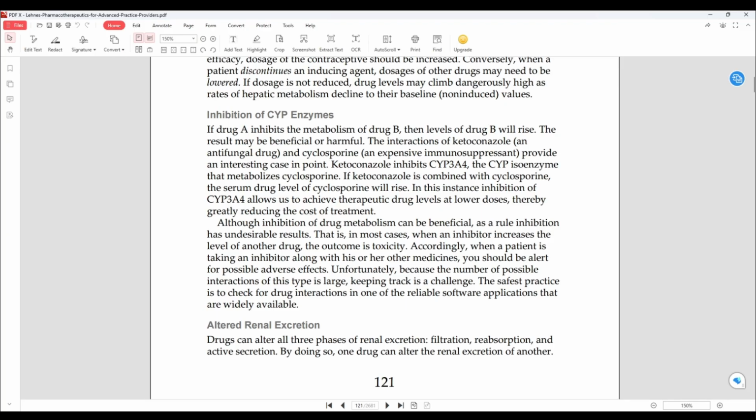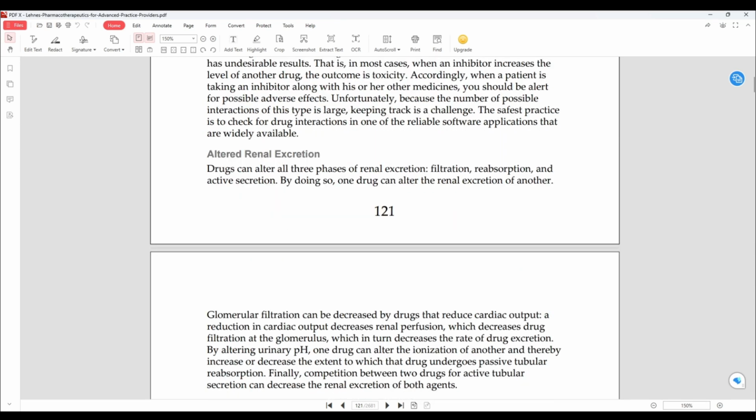undesirable results. That is, in most cases, when an inhibitor increases the level of another drug, the outcome is toxicity. Accordingly, when a patient is taking an inhibitor along with his or her other medicines, you should be alerted for possible adverse effects. Unfortunately, because the number of possible interactions of this type is large, keeping track is a challenge. The safest practice is to check for drug interactions in one of the reliable software applications that are widely available.